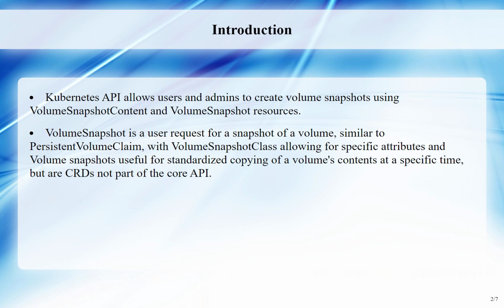Volume snapshot class allows specification of attributes specific to a volume snapshot, which can differ among snapshots from the same volume on the storage system. Volume snapshots allow standardized copying of a volume's contents at a specific time, useful for database backups before modifications.